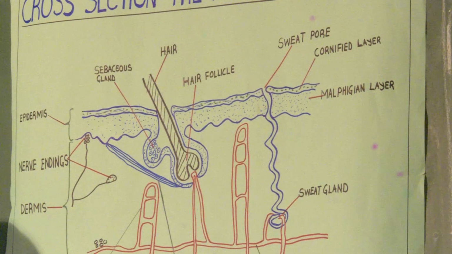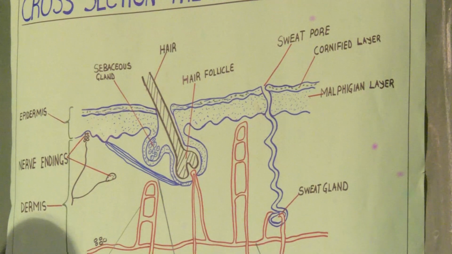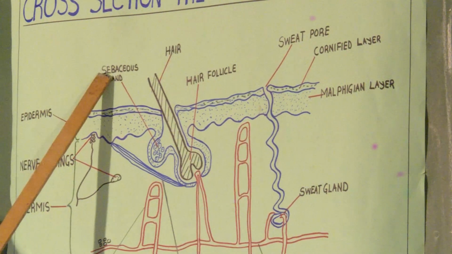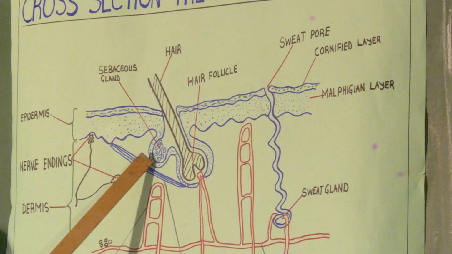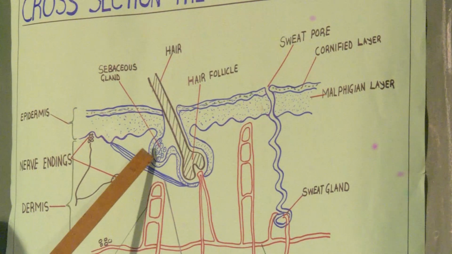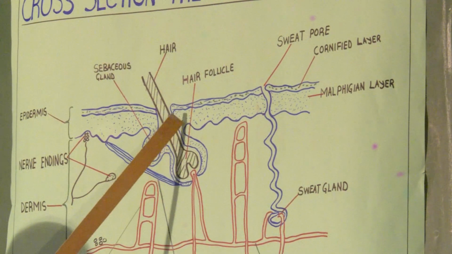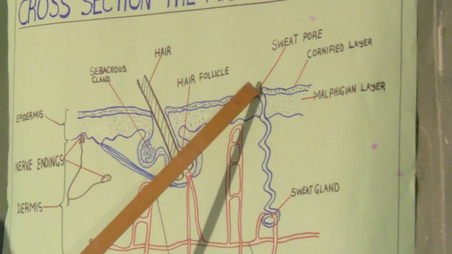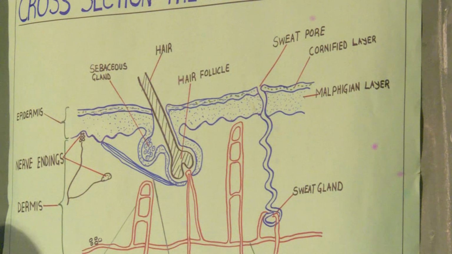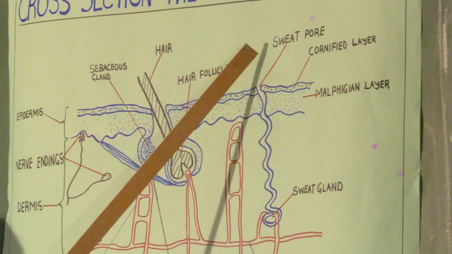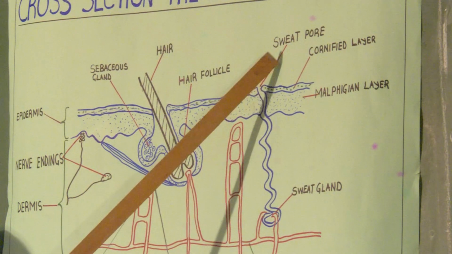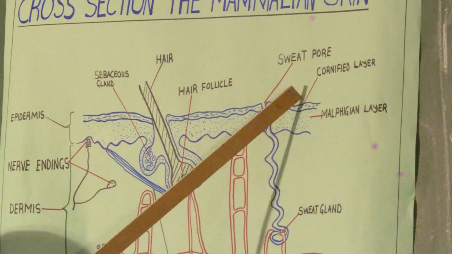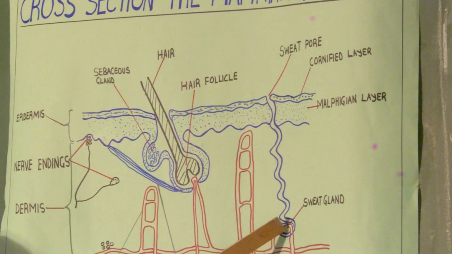If you look at the body of a mammal, we are going to find it here. Then we have the sebaceous glands. From the sebaceous glands, we also have the sweat pore. What do you think is the function of the sweat pore? It allows the sweat to move out of the body. When you look critically, the sweat pore is connected to the sweat gland.